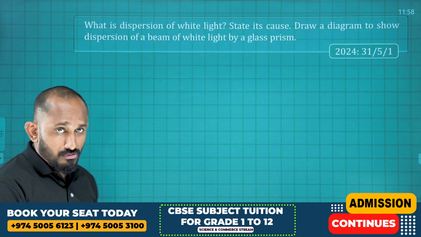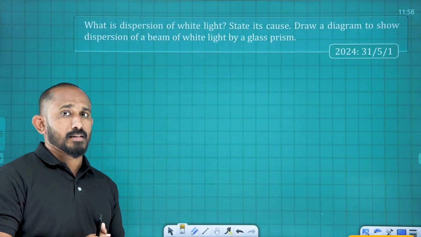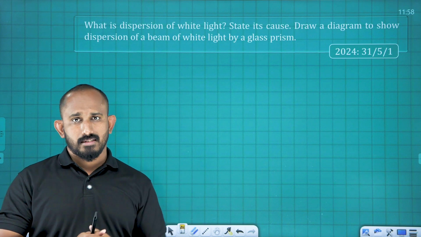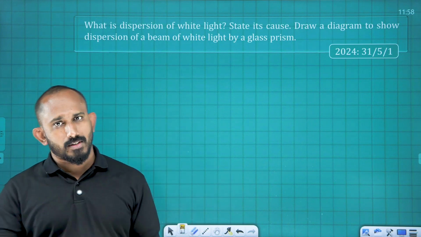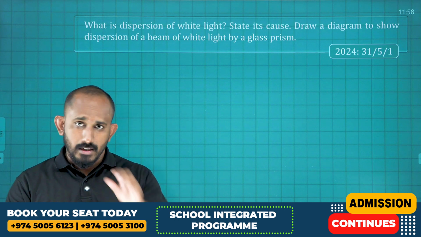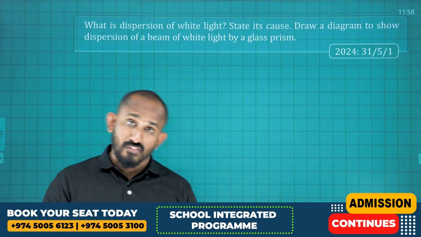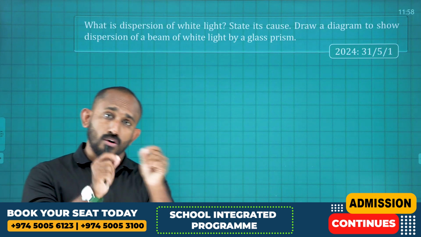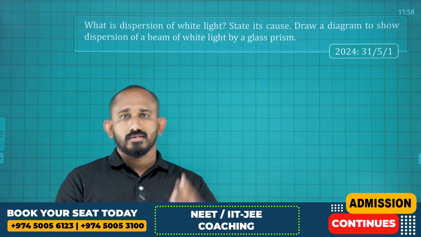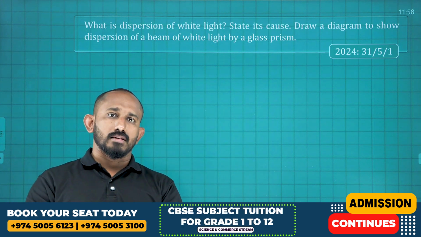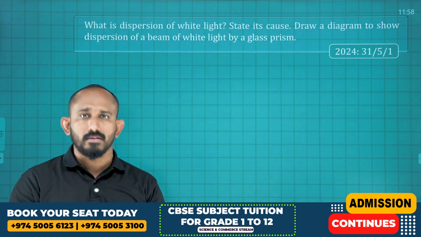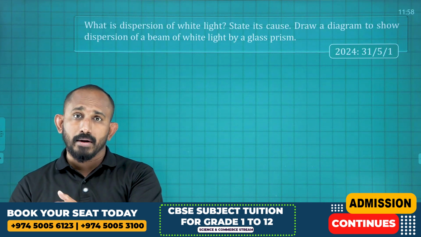What is dispersion of white light? The splitting of white light while passing through a prism-like material is called dispersion. Each phenomenon has keywords. Reflection means what? The bouncing back of light from a surface. What is refraction? The bending of light, or deviation of light from a straight-line path, while entering from one medium to another medium.